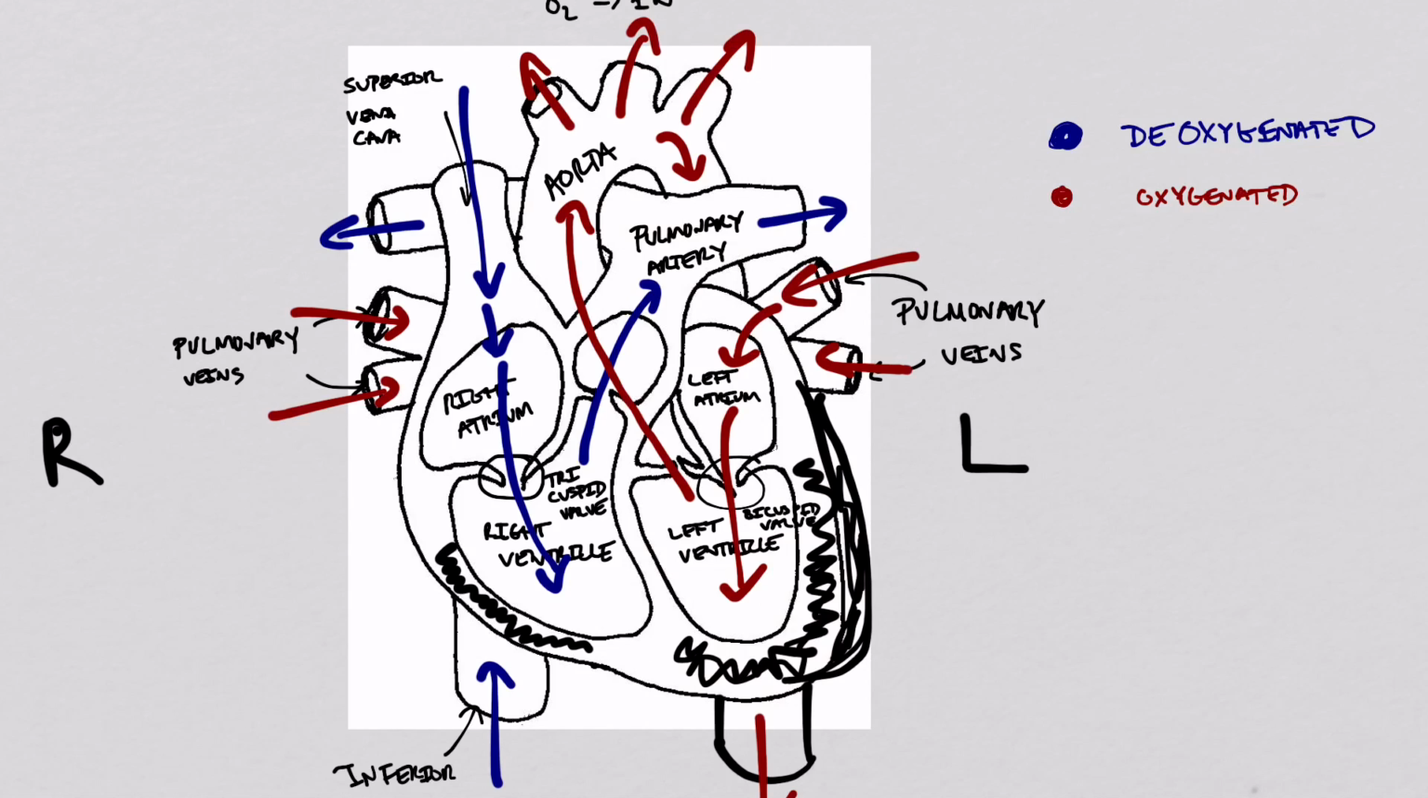And then the second thing I want you to notice is that there's no mixing of oxygenated and deoxygenated blood within the heart. There's a separate system for deoxygenated blood and for oxygenated blood. So we have no cross-mixing of blood within the heart itself.